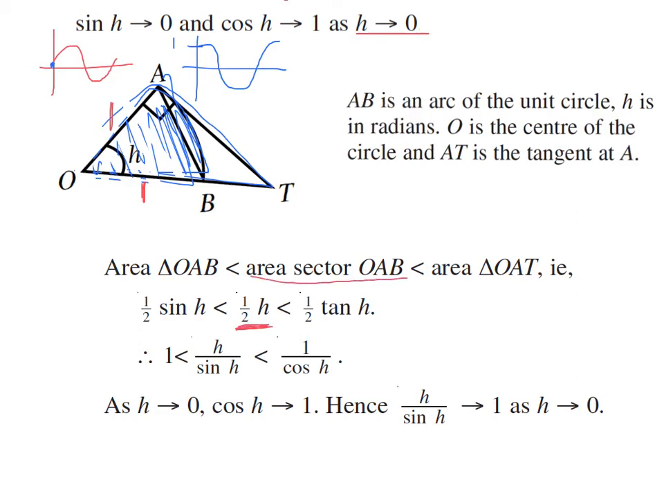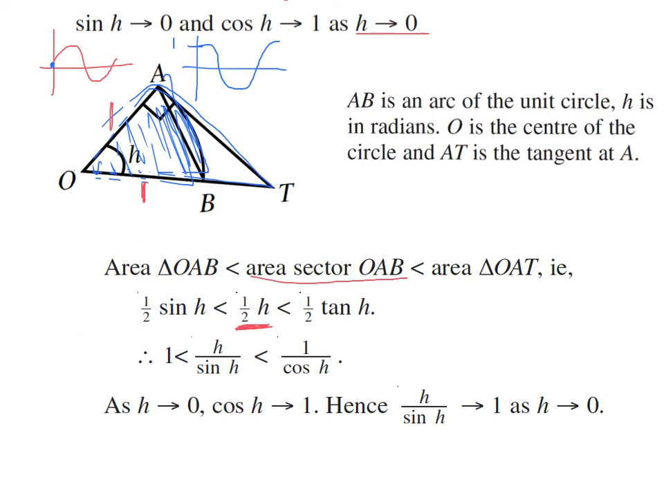Then this small triangle here, triangle OAB, the area of that triangle is half AB sine C, where A and B are both 1. So there's our small triangle. And so we get half of 1 times sine of that angle, which is h. That's where half sine h comes from.